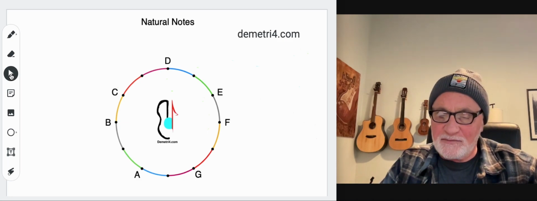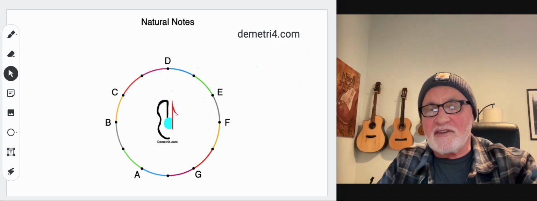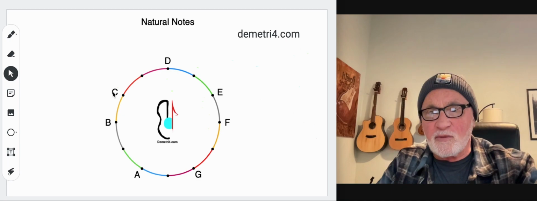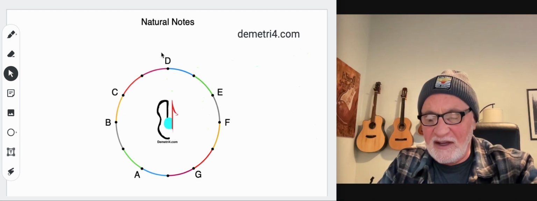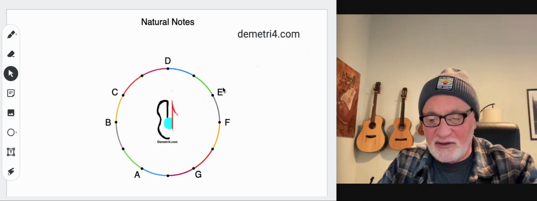Second interval. Let's look at the distance from one note to the second. Count the lower note as 1. Moving clockwise, count the higher note as 2. We get C to D is a second: C is 1, D is 2. D to E is a second: D is 1, E is 2.